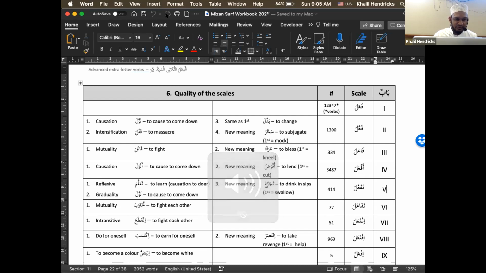Where's the Tala. Online students, are you Massacre. It becomes qattala.